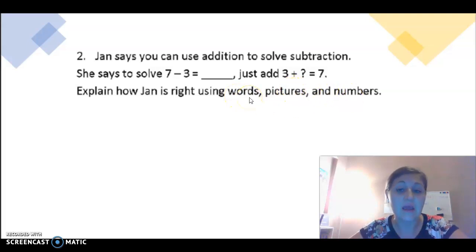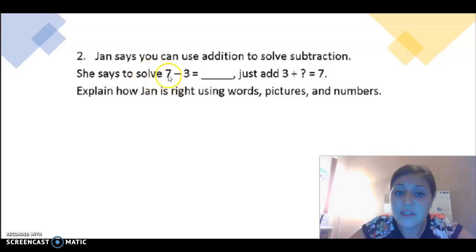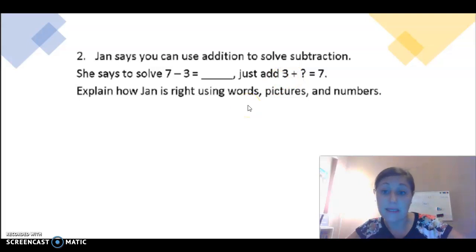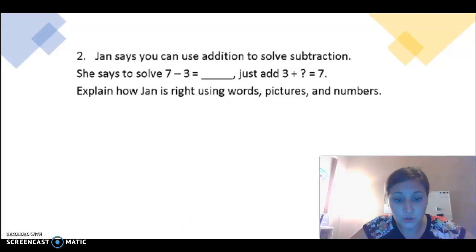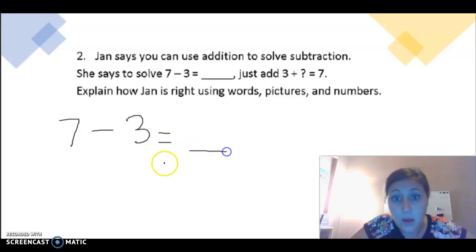So Jan is saying that you can use addition, or plus, in order to help you solve subtraction, which is minus. What she is saying is that you can solve 7 minus 3 by adding 3 plus how many equals 7. You've got to do two things here. First, you've got to figure out, can you do that? Is that right? So you need to show, can I solve 7 minus 3 equals blank by adding 3 plus how many equals 7?